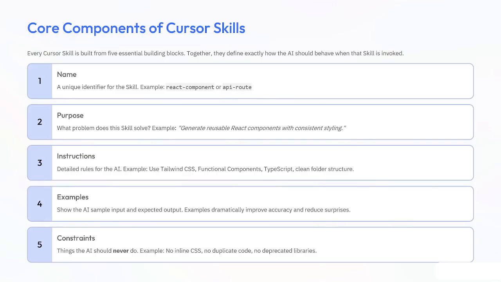Now let's talk about the examples. Examples teach Cursor exactly what kind of output we expect. So the more examples we provide, the better the AI understands our expectations. Then the last one is constraints. Constraints tell Cursor what not to do. Firstly we have told it what to do, now we have to tell it what not to do. For example, don't use inline CSS, don't use deprecated libraries, or don't duplicate the code.